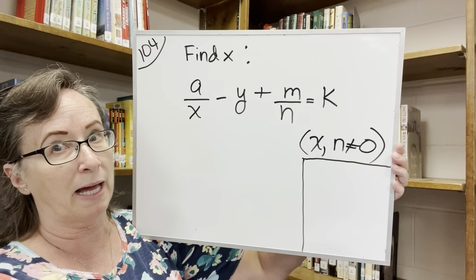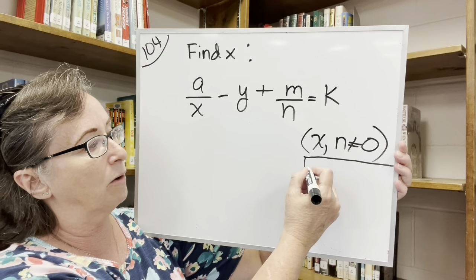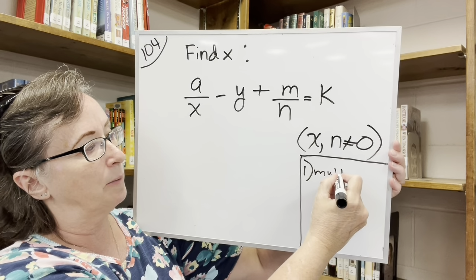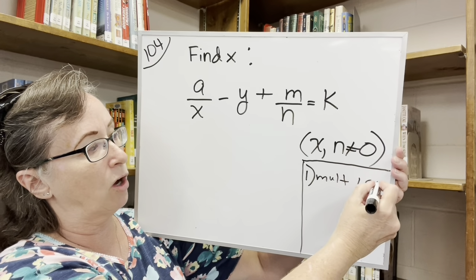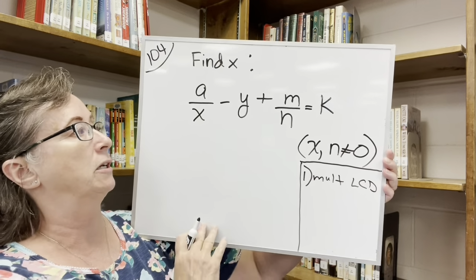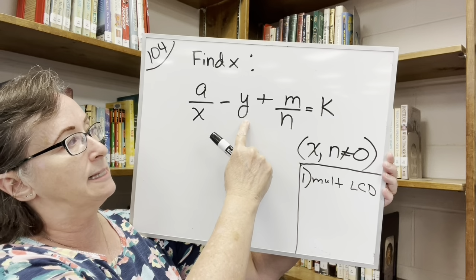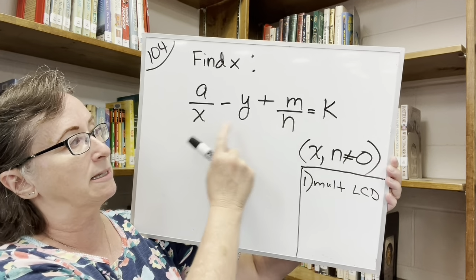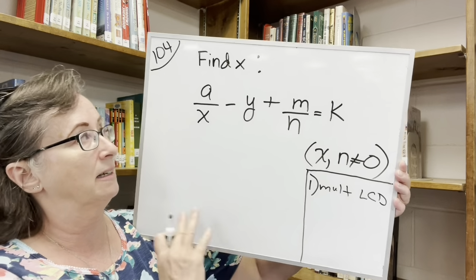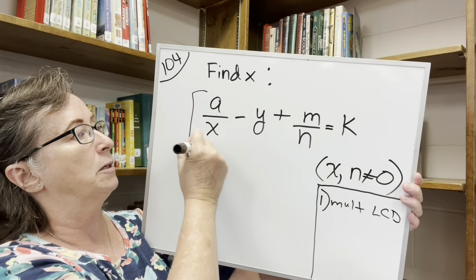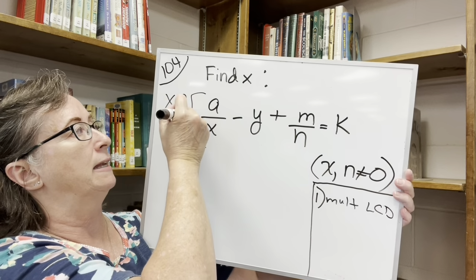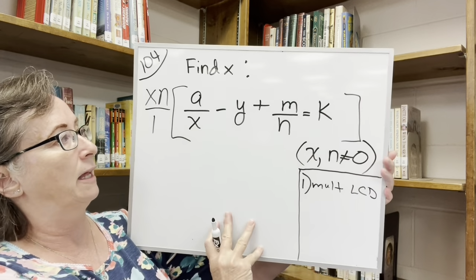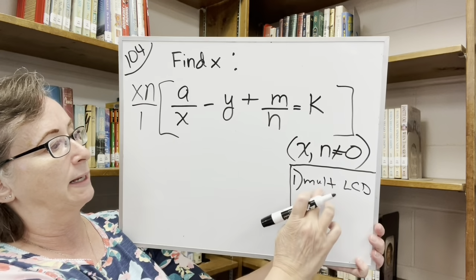So we're going to multiply by the LCD. So step 1, multiply by the LCD on both sides of the equation. So here, since this over y is over a 1 and k is over a 1, our least common denominator is just xn, x times n. So we're going to multiply everything by xn over 1 all the way across the entire thing, okay? So multiply by the least common denominator.